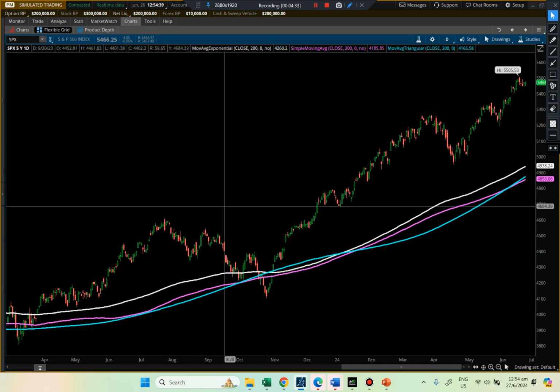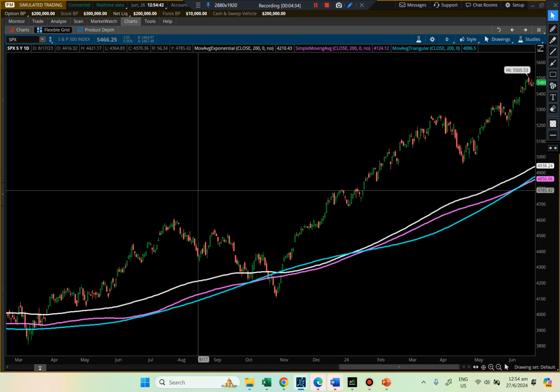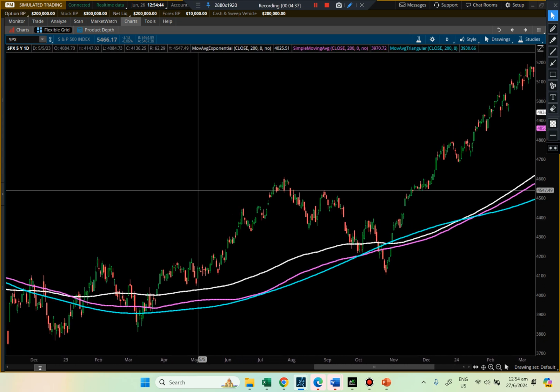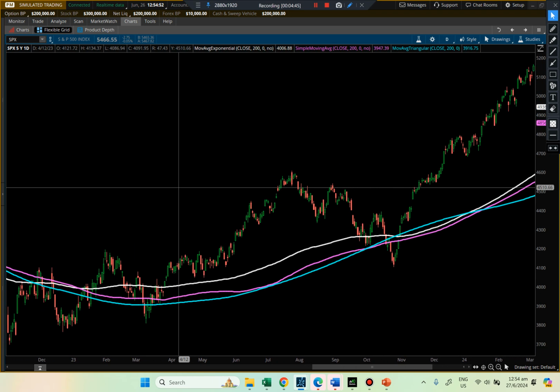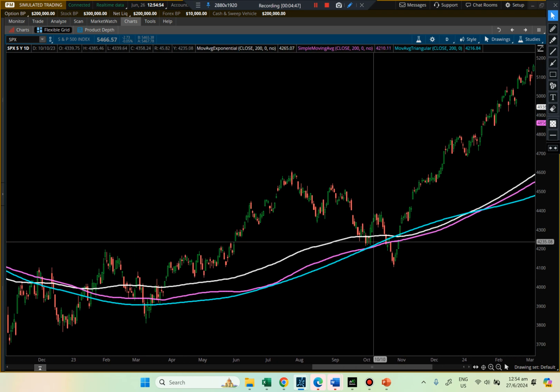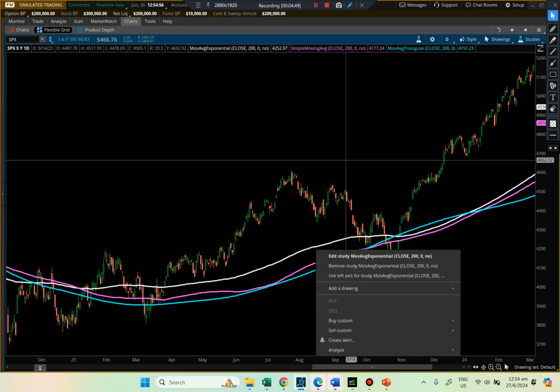On the S&P 500, you can see that there are certain lines that don't hold that well. For example, let's look at certain points where the 200 moving average actually provided a certain level of significant support or resistance in this case. If you can take a look at this, which is here.